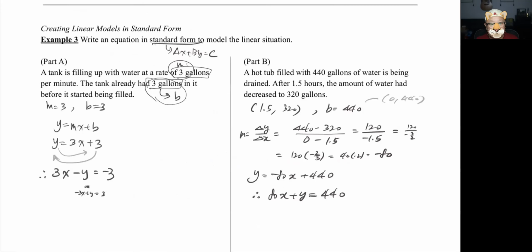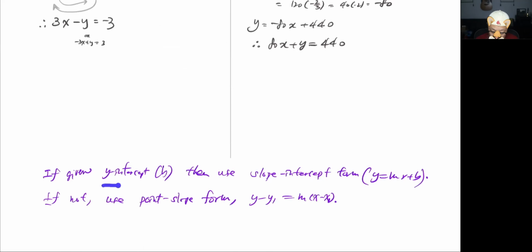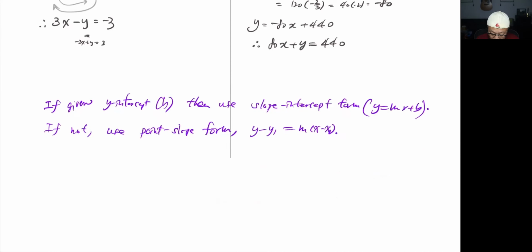Okie dokie. All right, guys. I want you to add a little bit of note at the bottom of this, which is to say, if you're given a y-intercept b, then we might want to use slope-intercept form like y equals mx plus b. If not, we generally want to use point slope form, guys.